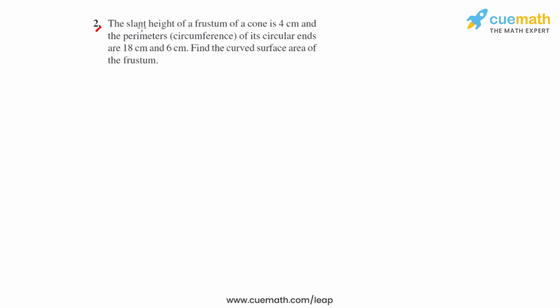Question number 2 of this exercise says that the slant height of a frustum of a cone is 4 centimeters and the perimeters, that is the circumference of its circular ends, are 18 centimeters and 6 centimeters. We have to find the curved surface area of the frustum. So let's draw the frustum, and this is how it looks.